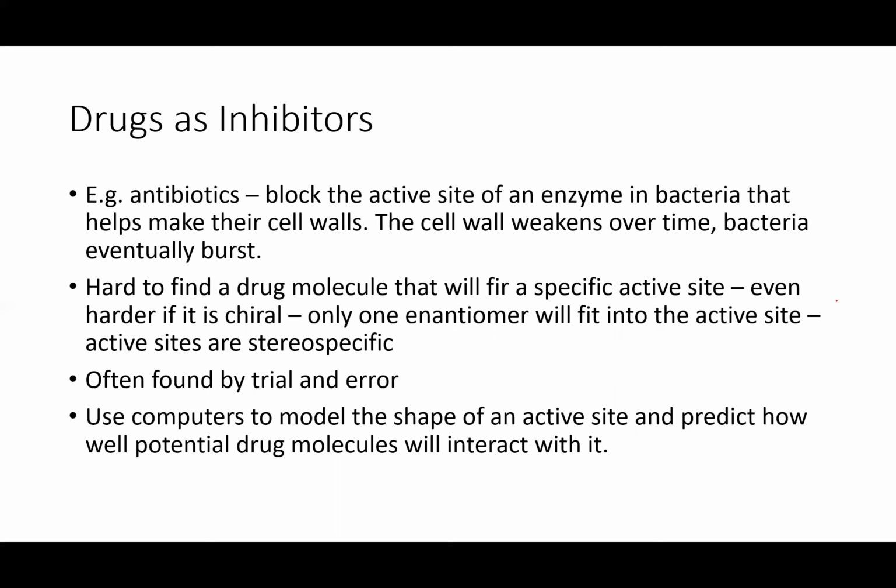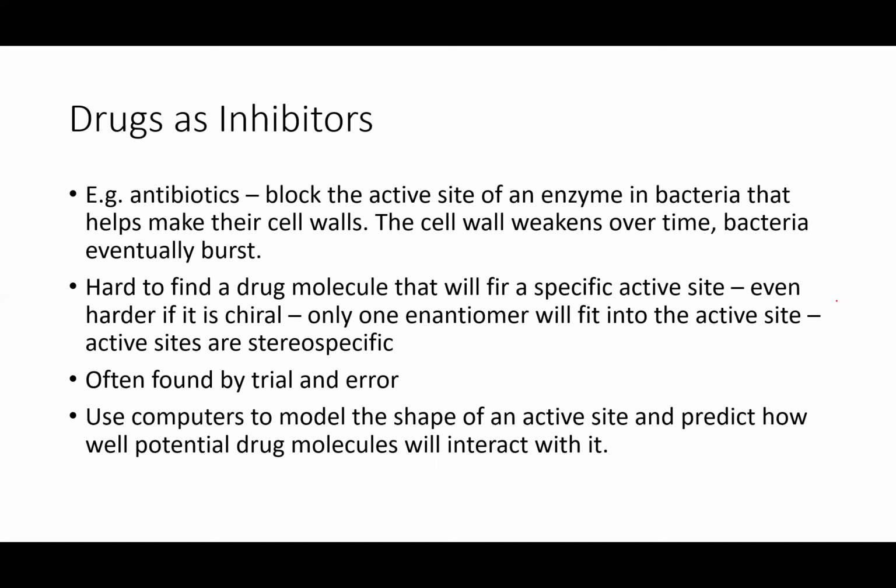Scientists will carry out experiments using lots of compounds to see if they work as inhibitors for a particular enzyme. They'll then adapt any that work and try and improve them. And this process takes a very long time. One way scientists are speeding this process up is by using computers to model the shape of an enzyme's active site and predict how well potential drug molecules will interact with it. By doing this, they're able to quickly examine hundreds of molecules to look for ones that might be the right shape before they start synthesizing and testing things in the laboratory.